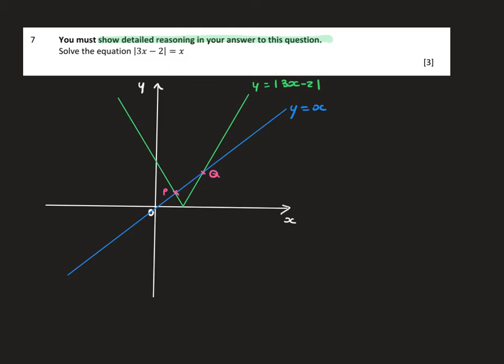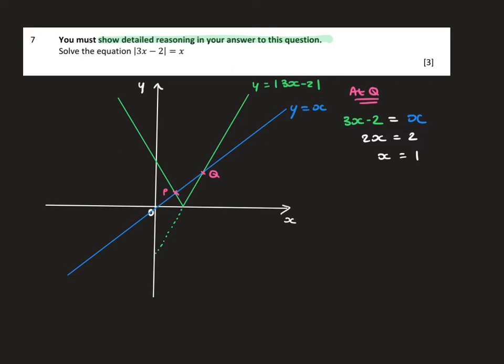So I want to be very clear about what's going on. At the point Q, the green graph is 3x minus 2. You can see that. It would have a y-intercept of negative 2 if we carried it on downwards like that. Now that's equal to the blue graph, which is x. And if we solve this, we get 2x is equal to 2, x is equal to 1. So at Q, x is equal to 1.